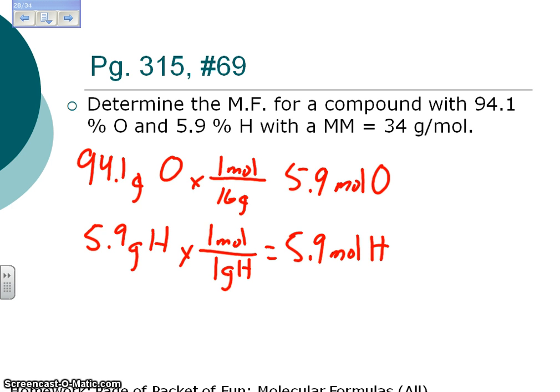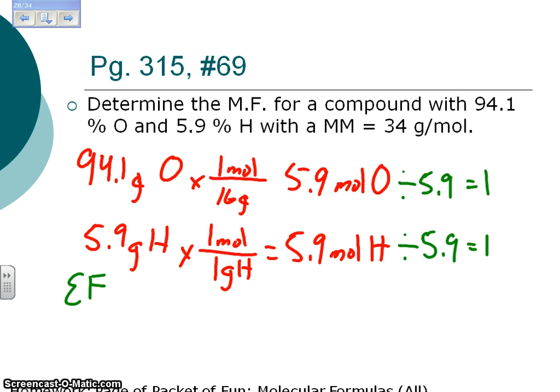We're going to divide by the least number of moles. In this case, it's 5.9. And our empirical formula is OH. Our empirical mass is going to be 16 plus 1, which is 17 grams. And we know our molar mass is 34.